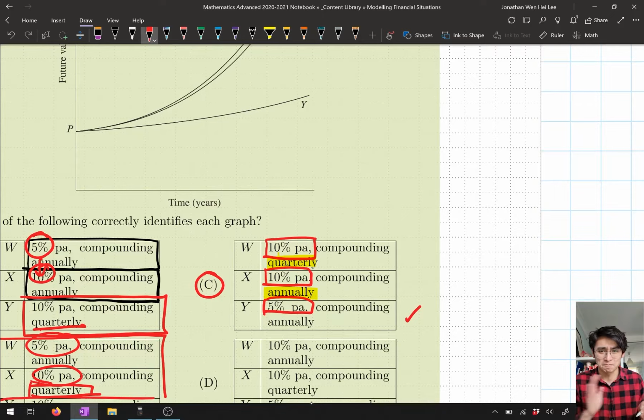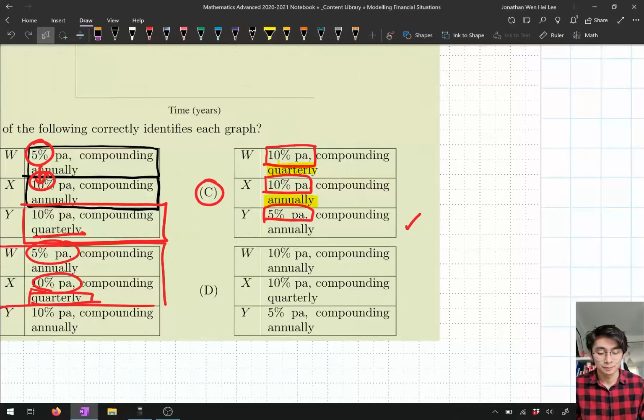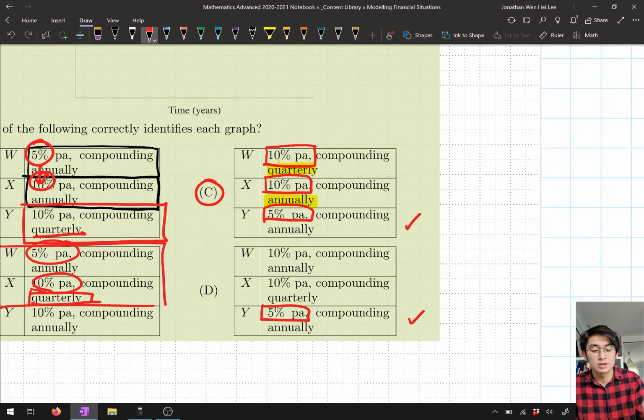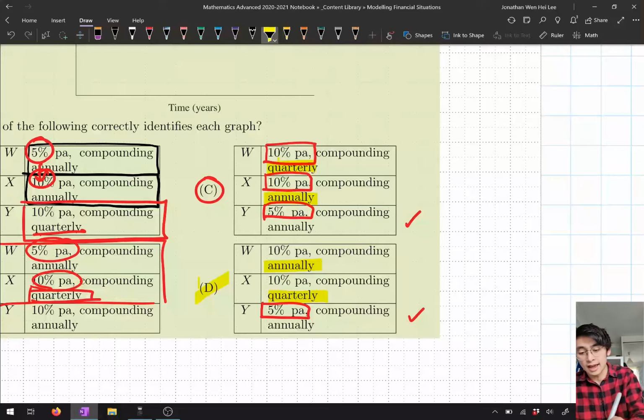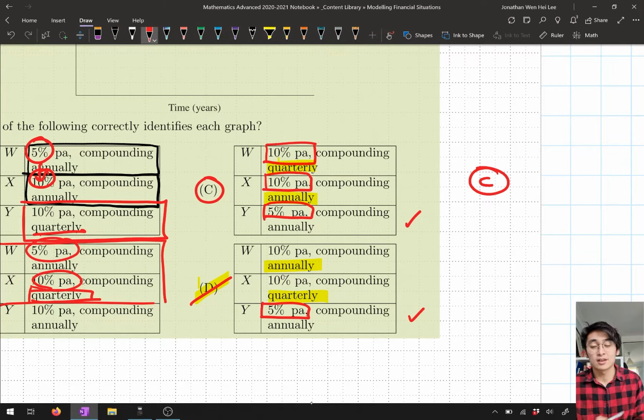So I'm going to just circle that, hesitantly now, and check the final option just to make sure that it's not the right one. Let's have a look at the last one. Here, we've got W is 10% per annum compounding annually. X is 10% per annum compounding quarterly, and Y is 5% per annum compounding annually. So once again, Y is 5%, so it's much lower than the other two in terms of the interest rate. But if you look at the compounding periods, X is compounding quarterly, so it happens 4 times in a year, but W is only compounding once. And so if you have a look here, X is not steeper than W, and so this one is also gone. This is out. And so our final answer is C is the correct answer.